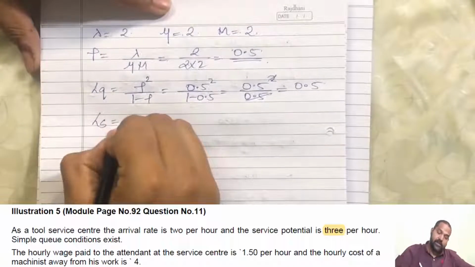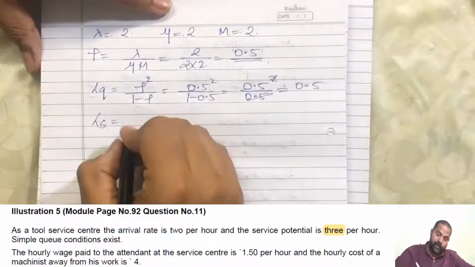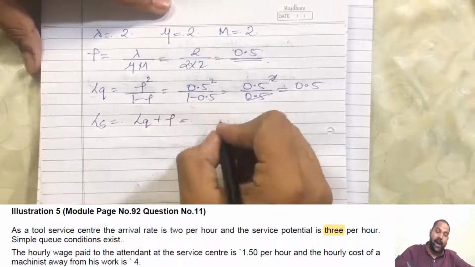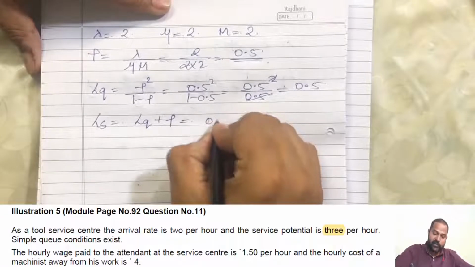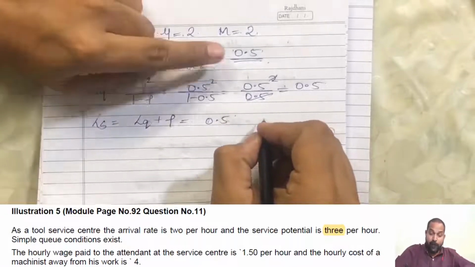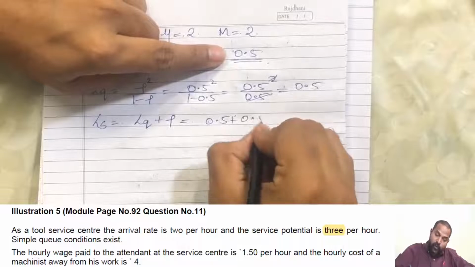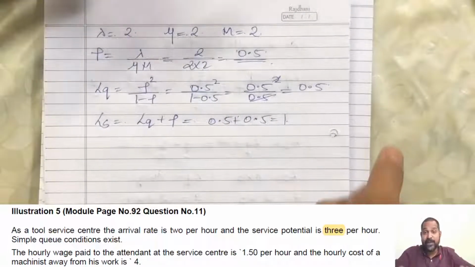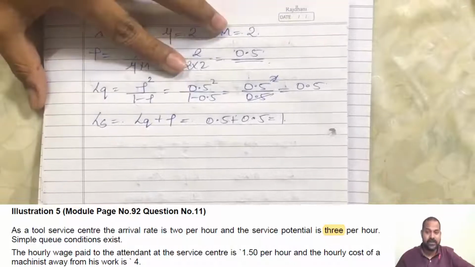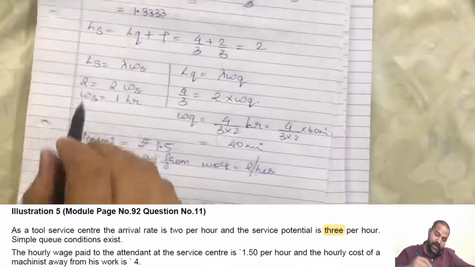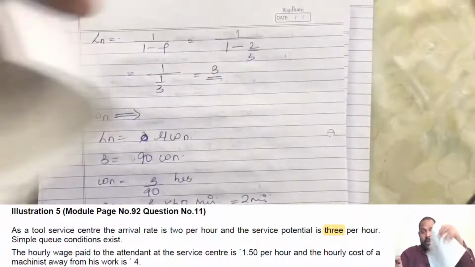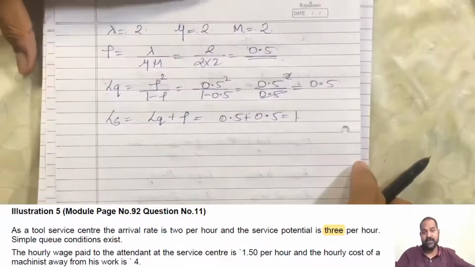How many are stuck in the system? That is what is more important to me. Length of the system is length of the queue plus the part that is getting served. Well, length of the queue is 0.5. The part that is getting served is also 0.5, which means 1. If you notice, the number of people stuck in the system is reduced. Initially, there used to be 2 people stuck in the system. Now, there is only 1 person stuck in the system.